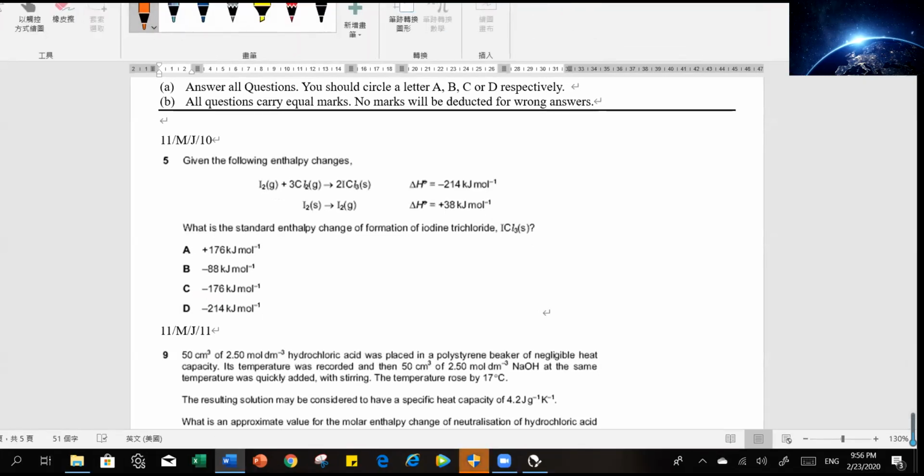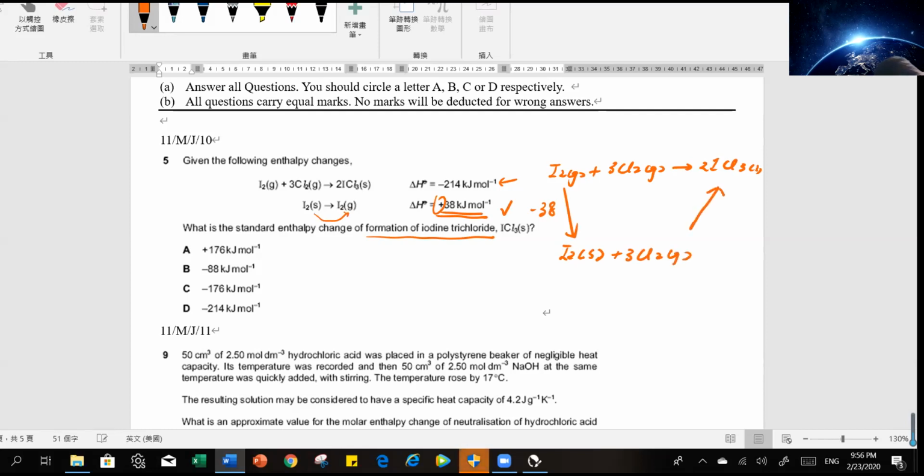What's the enthalpy change of formation of iodine trichloride (ICl3)? I will start by copying this one first. Now from here to here, I use this one, okay? So it's I2 solid, right? And this is positive. From gas to solid, it should be negative, agree? Because from solid to gas is positive, am I right? Then you just add this one, then it will go to this one, right?